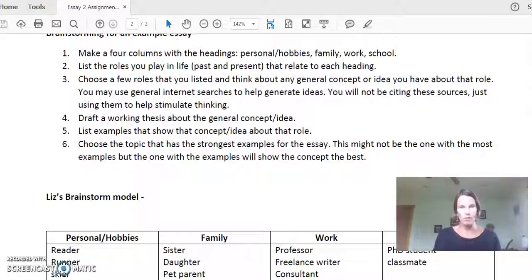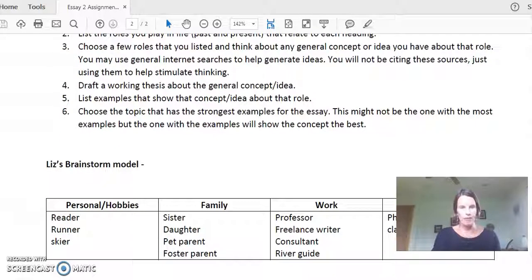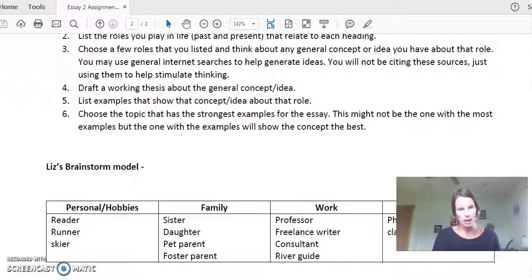And so the first thing is to make 4 columns with the headings personal and hobbies, family, work, and school. And then list as many of the roles you play in life, past or present, that relate to each heading. So you'll see that I'm a reader, runner, skier, I'm a sister, daughter, pet parent, foster parent, professor, freelance writer, consultant, river guide, and underneath where my little picture is right now, it says school. I'm a PhD student and a classmate to my fellow PhD students.